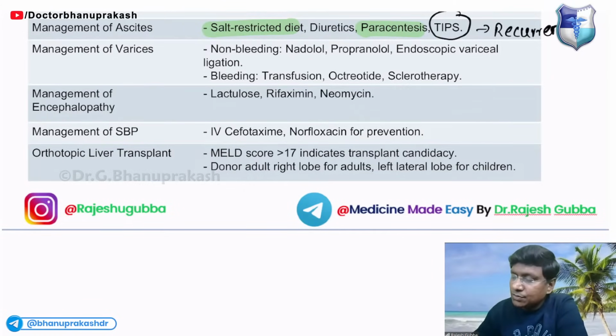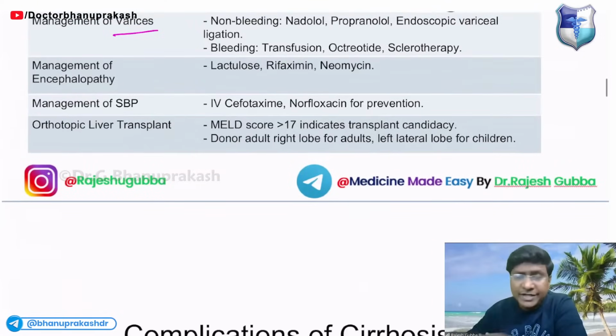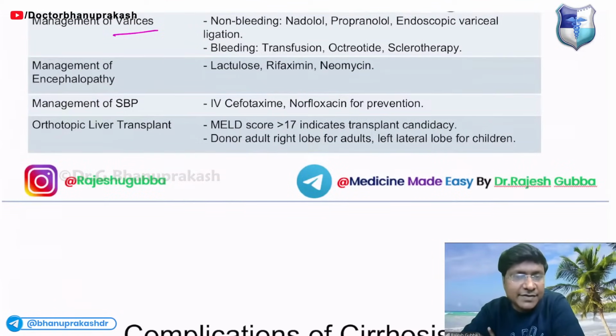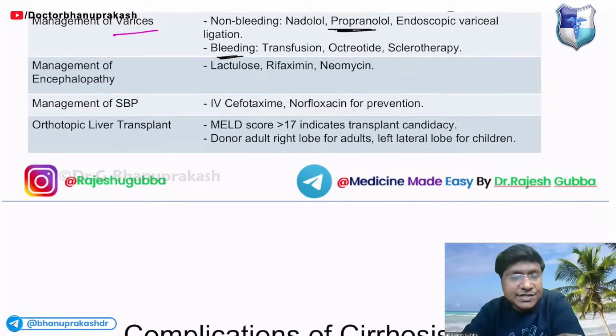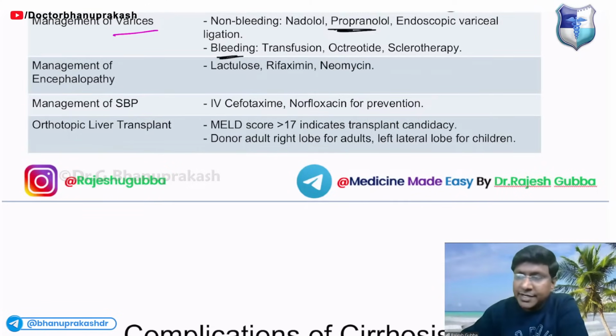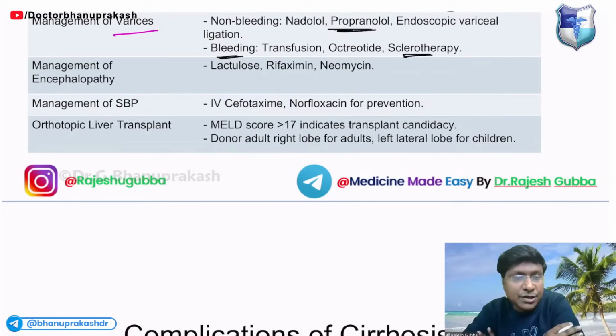Okay. Now, coming to the management of the varices. In the management of the varices, you need to decide whether these particular varices are non-bleeding esophageal varices or bleeding esophageal varices. If non-bleeding esophageal varices are there, then you need to give beta blockers, followed by that you need to do endoscopic variceal ligation. If it is bleeding esophageal varices, then what you need to do is stabilize the patient first. IV fluids you should give, blood transfusion you should give, then you should give terlipressin or octreotide, and followed by that you need to do sclerotherapy. So this will be the management of the varices.